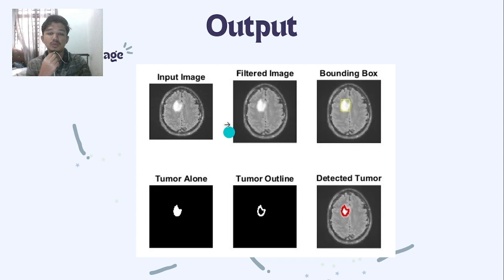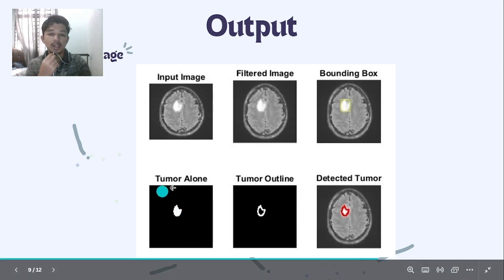Next, the system will filter the image, whose function is to enhance the image. If there is a tumor in the image, the system will put a bounding box outside of the tumor. Then it will separate the tumor in the brain. Then the system will irradiate and select the outline of the tumor only. Then finally the function will detect the tumor in the brain.